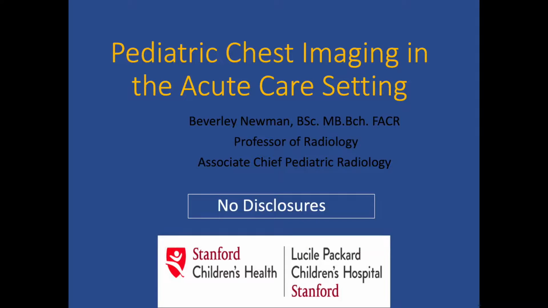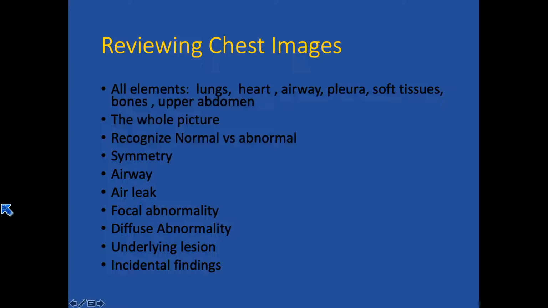So, in talking about chest images in children, these are the areas we're going to look at. First of all, we have to look at all the elements in the chest: the lungs, the heart, the airway, the pleura, the soft tissues, the bones, upper abdomen. We all know this. This is not news.